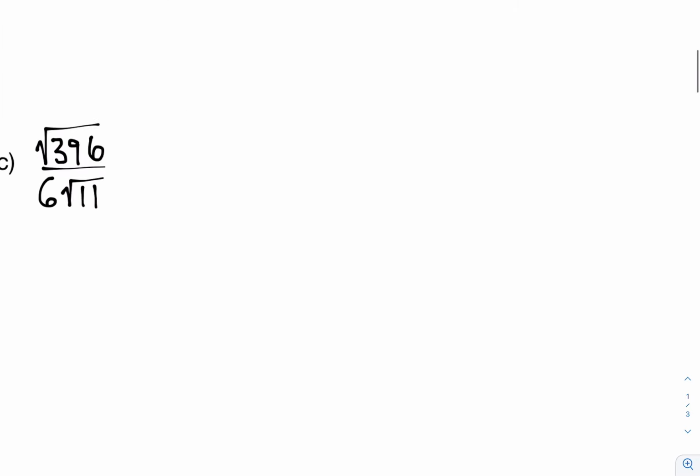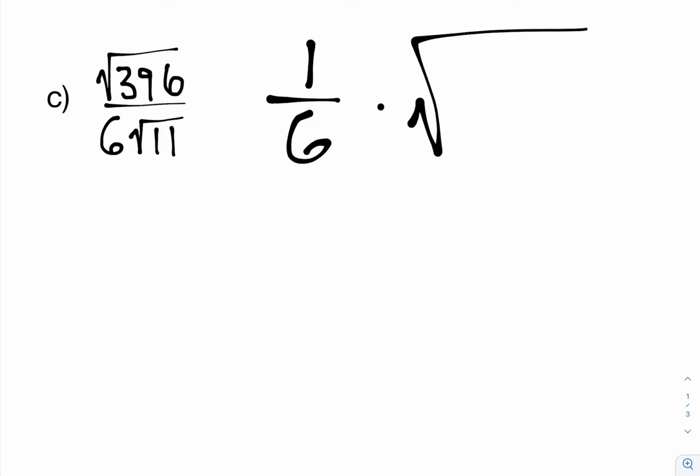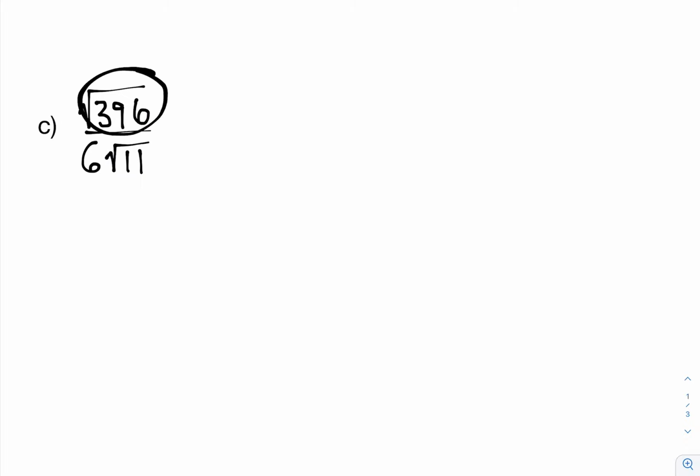Okay, so 396. That's a tough one. Like we did in the last one, let's not do 1 over 6 times the square root of 396 over 11. That's not going to be a great way to do it. What we want to do first is we have this big number 396. Let's try and simplify it.